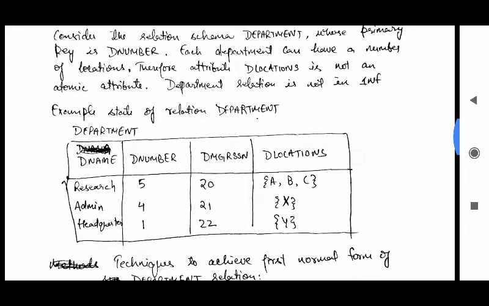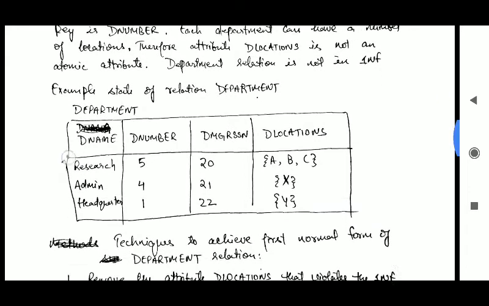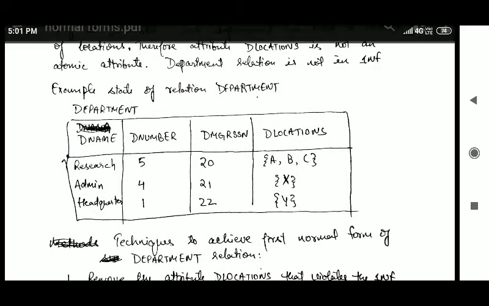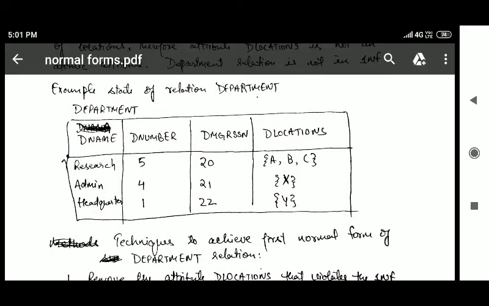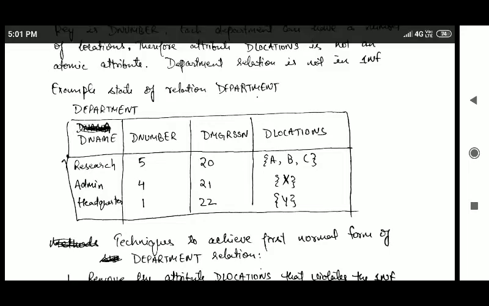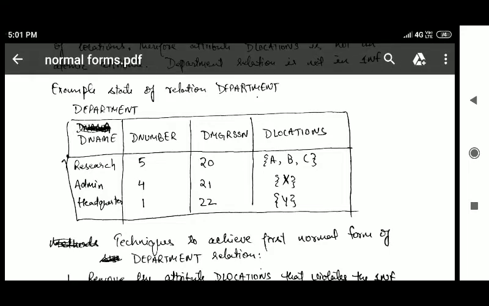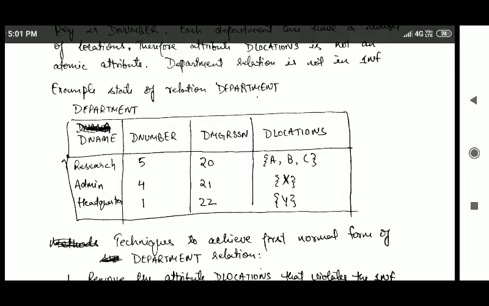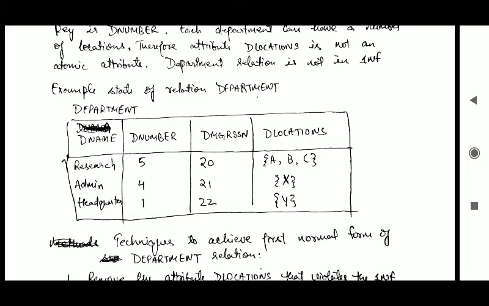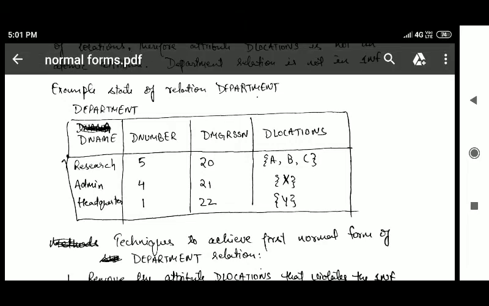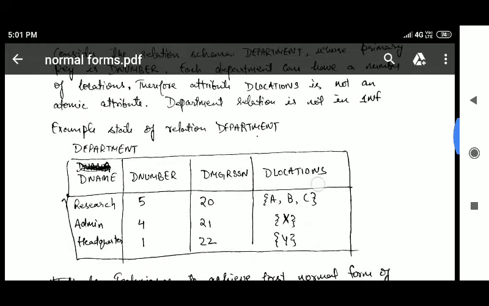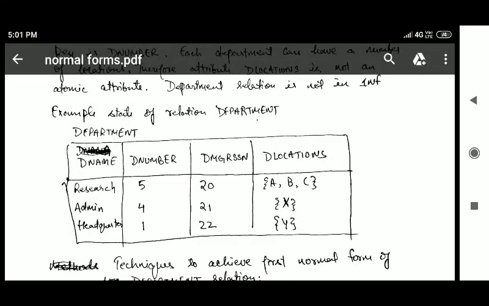Here you can see the example state of a relation department. Here you can see in this table that in the first row, there are three values for the attribute D locations. So here this department research, its department number is 5 and it has three locations A, B and C. So this relation department is not in first normal form.